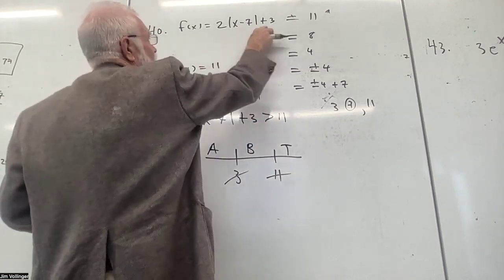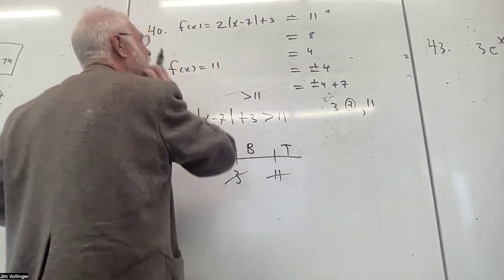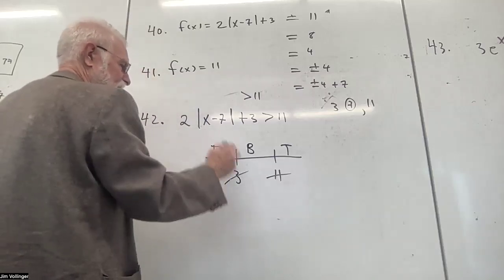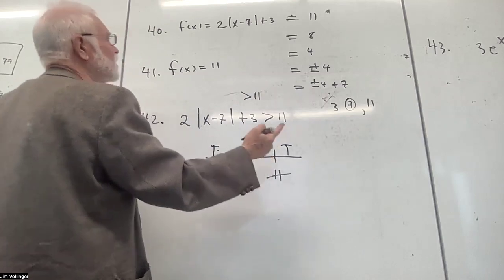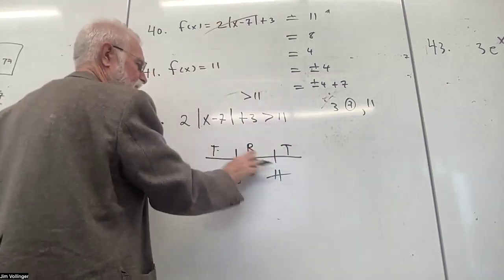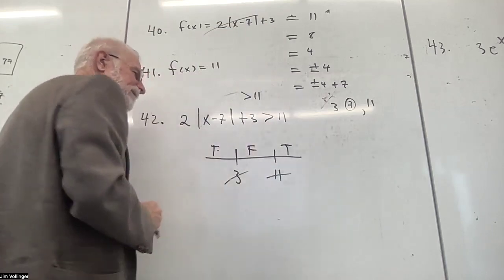0 gets me 14 plus 3 is 17. Oh yeah, 0 is less than 3. That's true. I meant to use something between these. Let's use 7. 7, oh, that gets rid of that. 3, is 3 bigger than 11? That's false. You know, I see a pattern here.